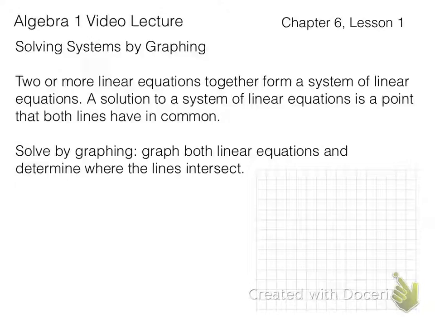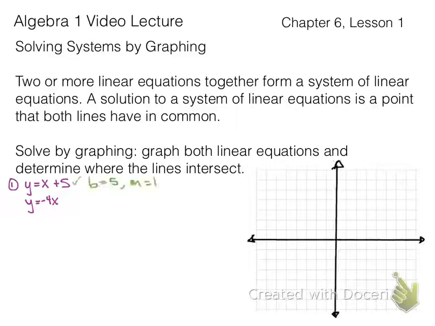Okay, alrighty. So again, linear equations and systems of linear equations. We're going to solve by graphing. We're going to figure out which point both lines have in common by graphing them. So first, we're going to have two equations, or two linear equations. So my two linear equations are y equals x plus 5 and y equals negative 4x. This is a system. It is a system because I have told you that these two linear equations go together. Okay, so let's go ahead and graph them.